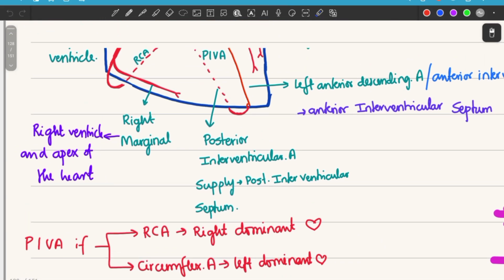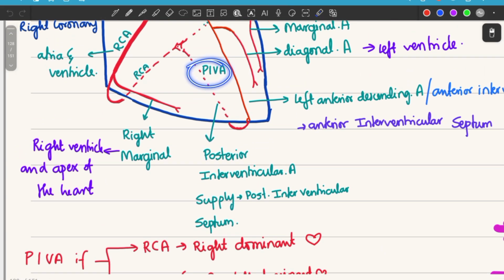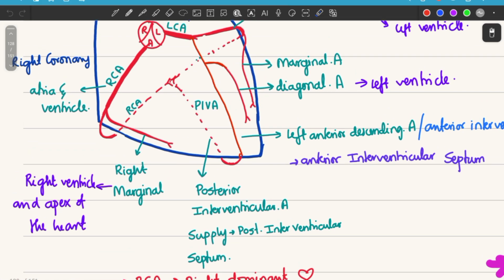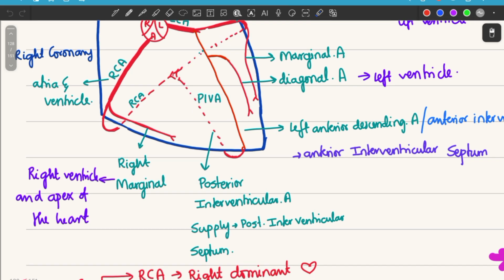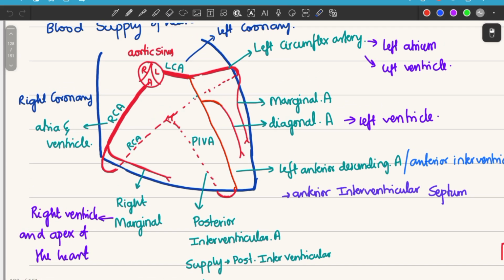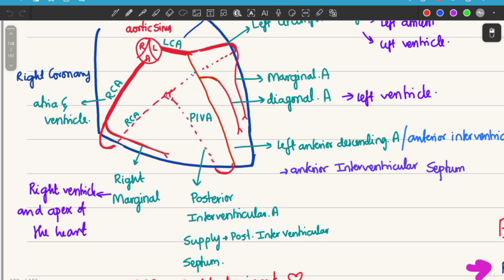Whereas this is the posterior interventricular artery. Sometimes it arises from the right coronary artery, sometimes it arises from the left circumflex artery. When it arises from the right coronary artery, it is called a right dominant heart, whereas if it comes from the left side, from the left circumflex artery, then it is called a left dominant heart.